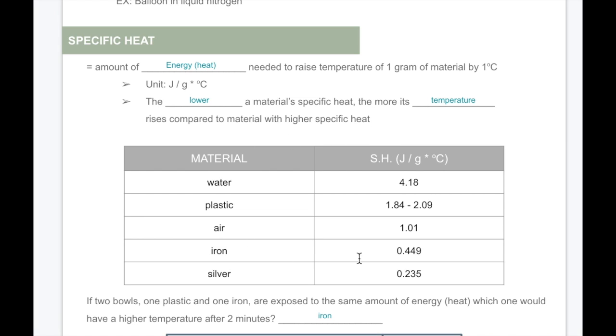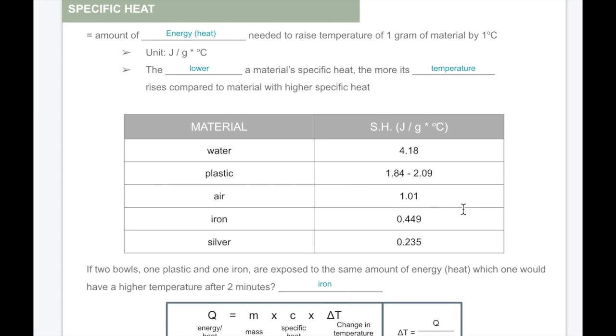If we look at this chart here, it shows us different materials and their specific heats. Water has a specific heat of 4.18, so it requires a lot of energy compared to the other things on this list to raise the temperature of water. That's why a lot of the time, whenever it's really hot outside, a lake is going to have a lower temperature, just because it's not absorbed enough heat from the ambient temperature to heat it up, because it requires more heat to raise the temperature.